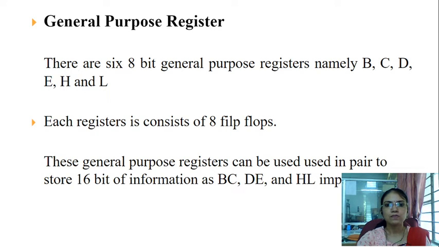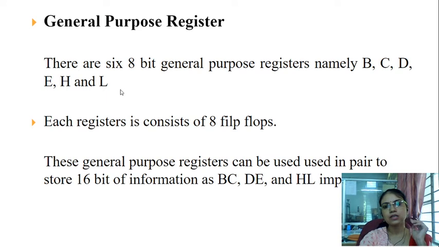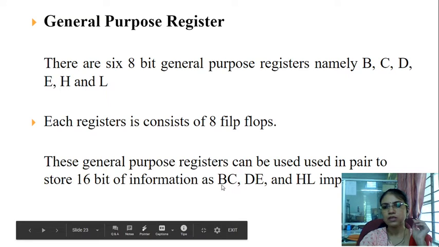In the last lecture we learned about the general purpose registers which are available with microprocessor 8085. In the 8085 we have six 8-bit general purpose registers, and the names of those registers are B, C, D, E, H and L. These registers consist of 8 flip-flops, and can store 8 bits of information. And if you want to store 16 bits of information, we use pairs of these registers, and the pairs are named BC, DE and HL.